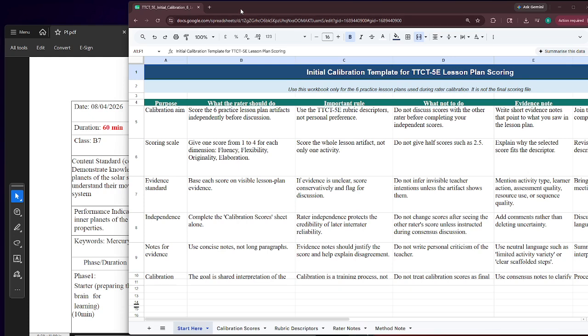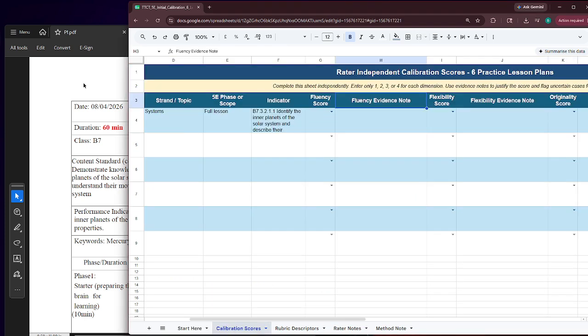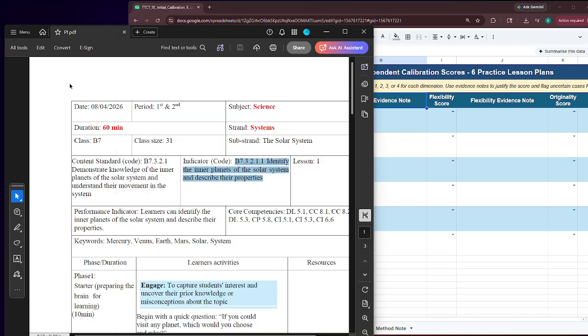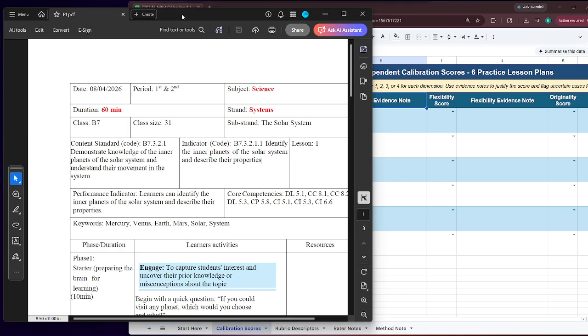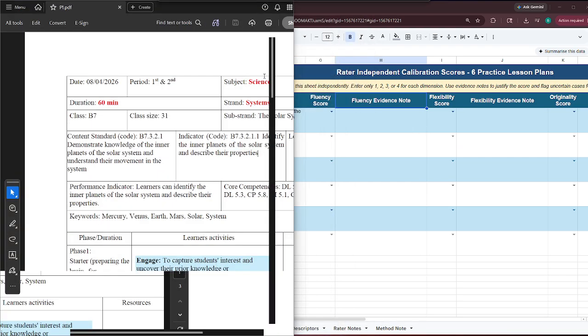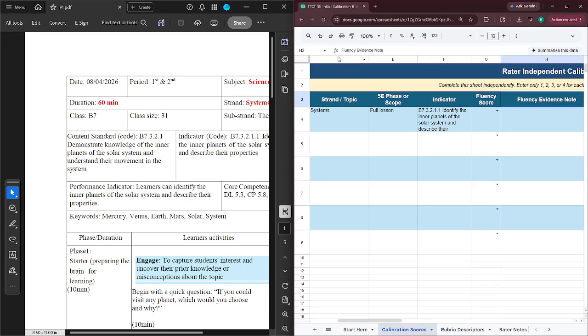Okay, so I'm going to do a demonstration of one of the lesson plans. All right, so I'm going to consider this one, the P1, for example. So now we have details of the P1 lesson plan already. So now we are going to create it.